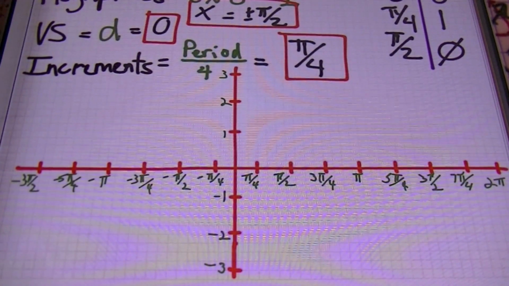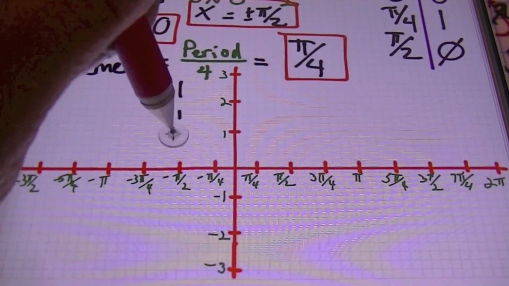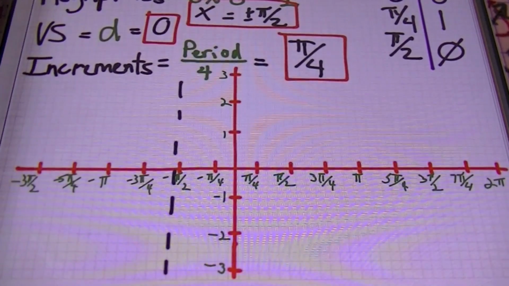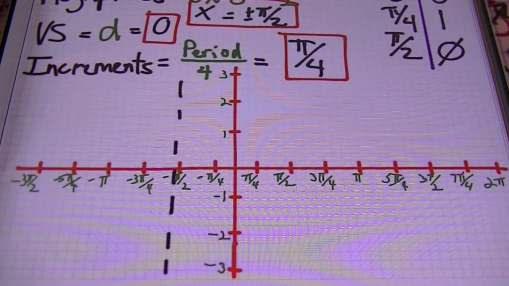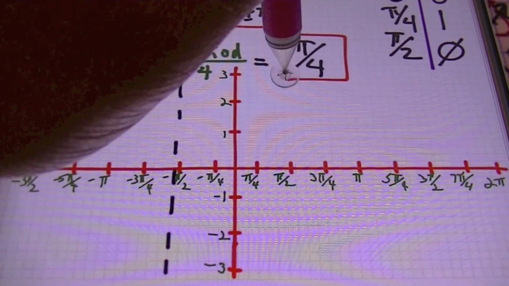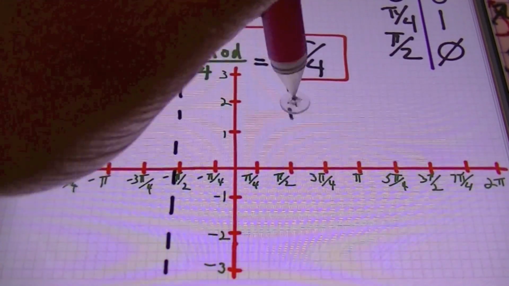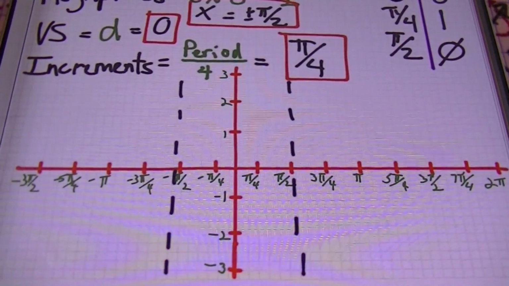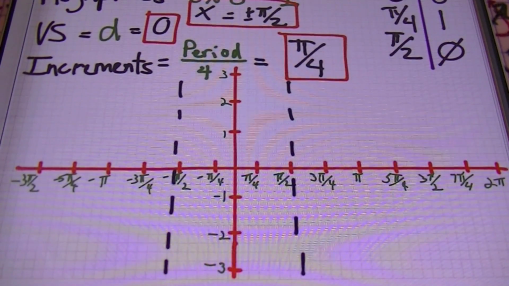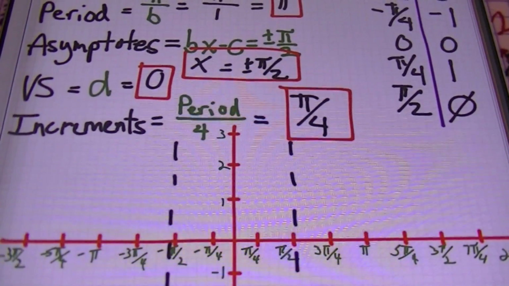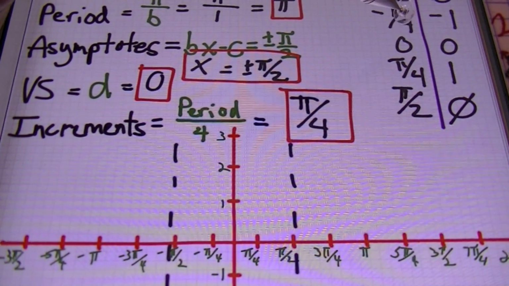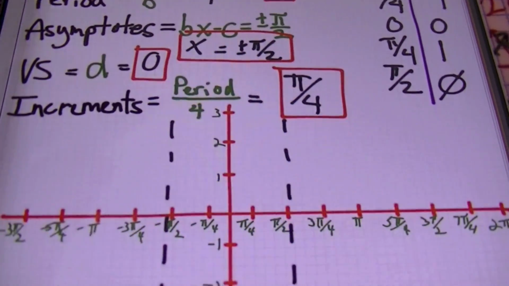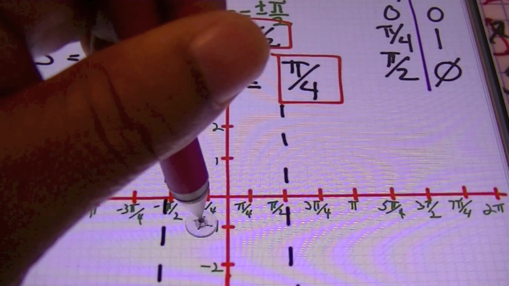At negative pi over 2, I'm going to show a dashed line to show that is where my asymptote is. That's where I cannot have any values on that asymptote there, on that dashed line. Then at pi over 2, I also have another asymptote. Okay. So it's going to look like this thus far. From there, ladies and gentlemen, we're going to plot the other 3 points that we have on our XY chart. We're going to have the negative pi over 4. That's going to give us a value of negative 1. So at negative pi over 4, I'm going to be at negative 1 here.